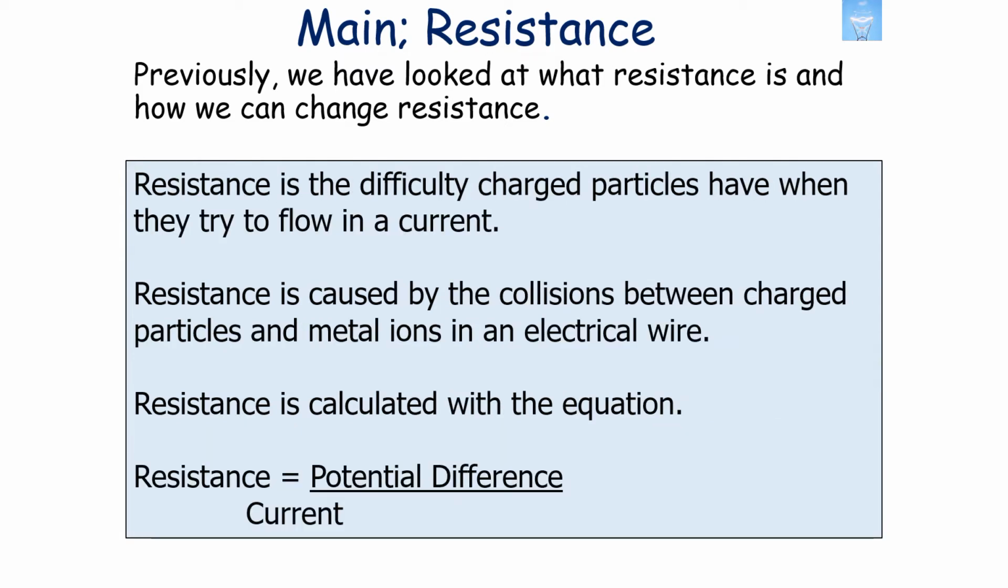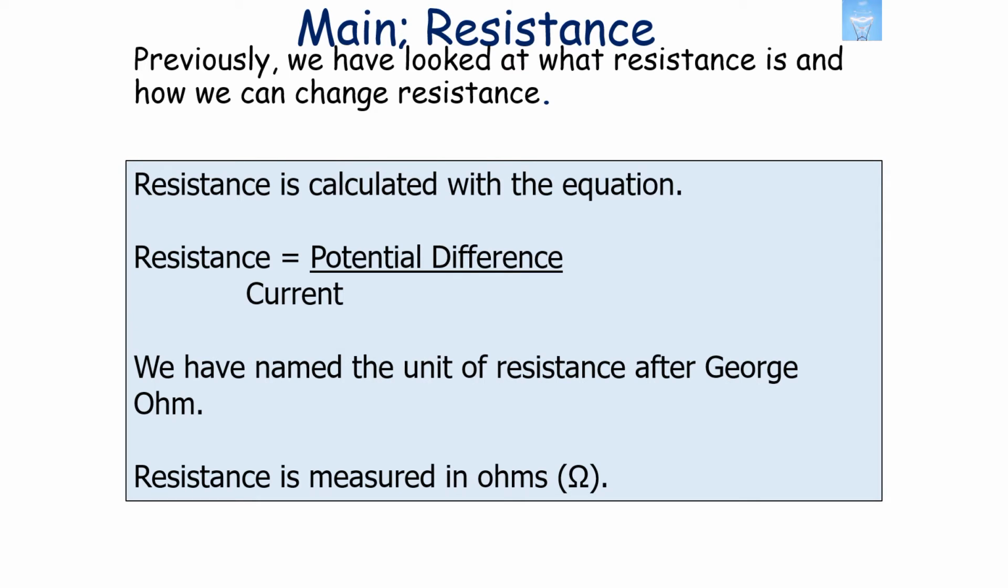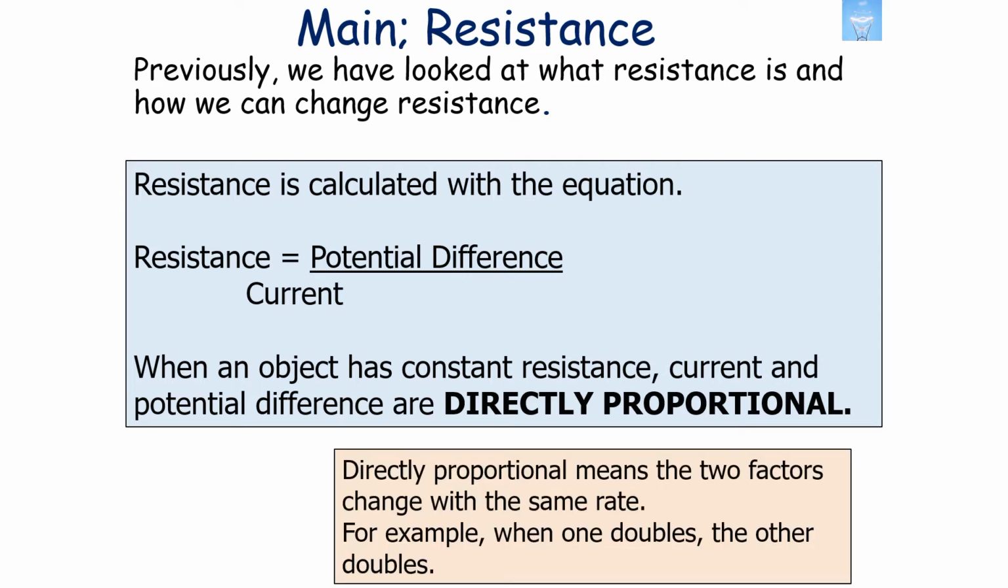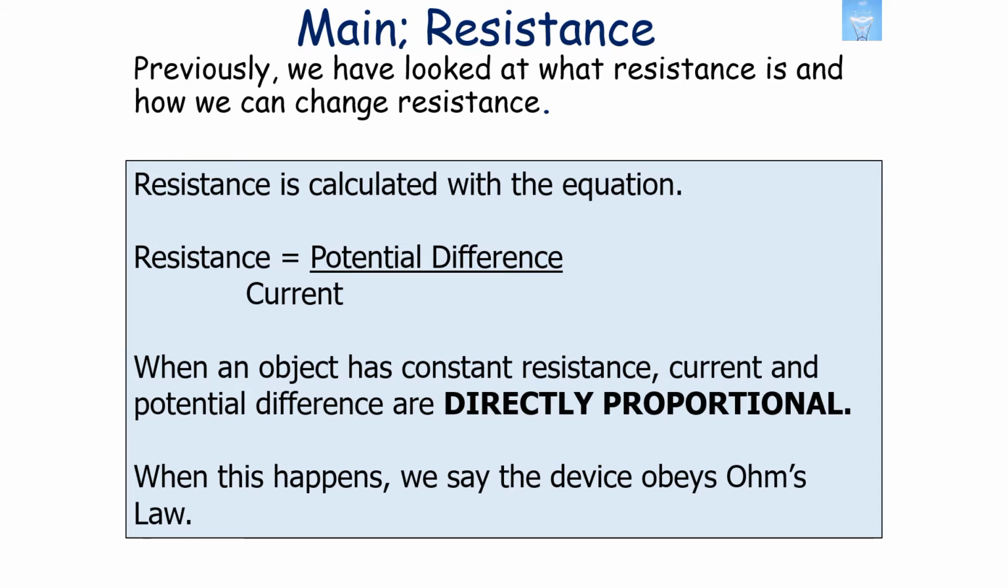Now we can calculate resistance with the following equation. Resistance is equal to potential difference divided by current, and we name the unit of resistance after George Ohm, and therefore it's measured in ohms. When an object has a constant resistance, we say current and potential difference are directly proportional to each other. Directly proportional means that the two factors change with the same rate, so when one doubles, the other doubles, and when we observe this happening, we say the device obeys Ohm's law. We call the component an ohmic component.